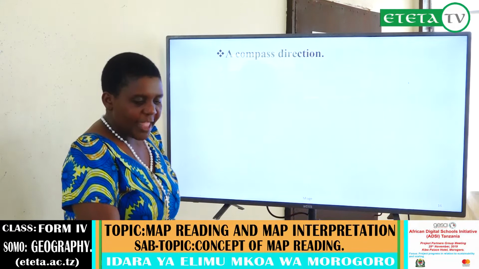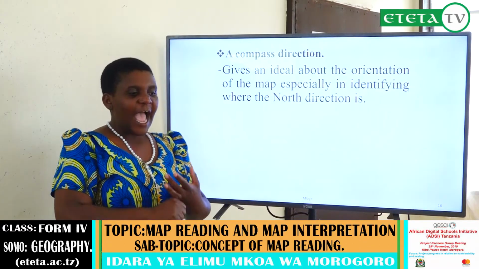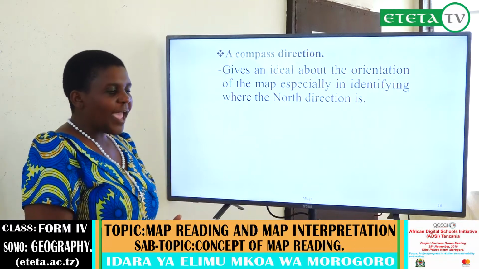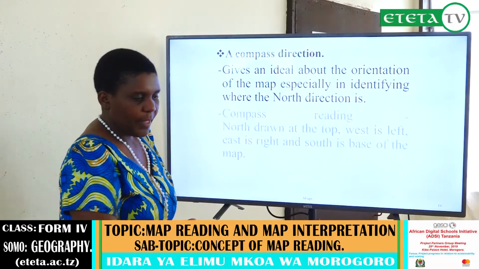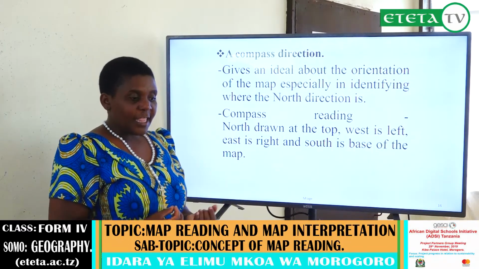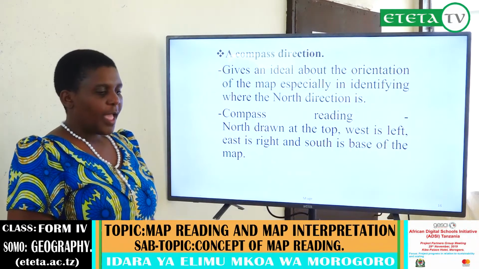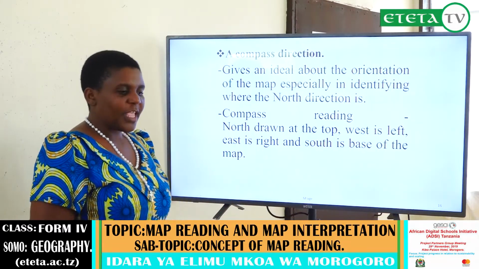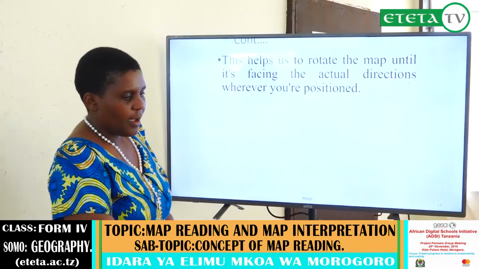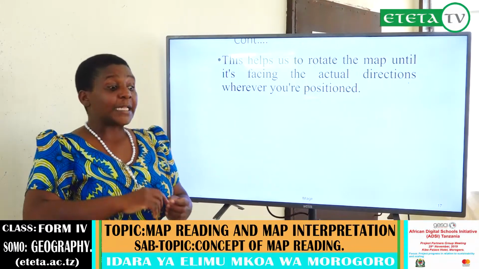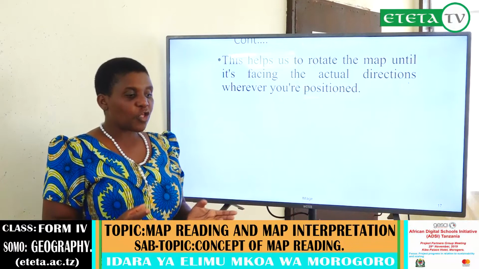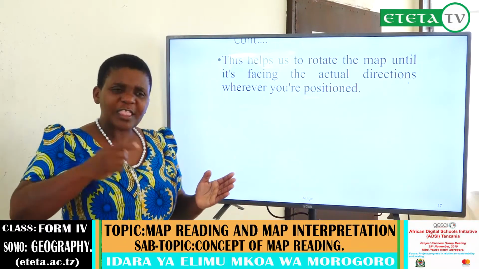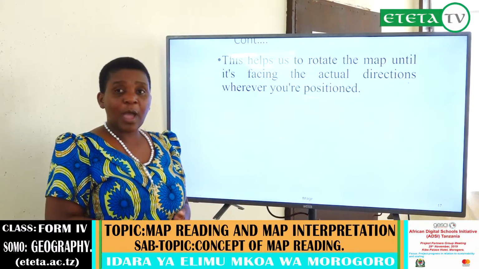Compass direction. As I said before, compass direction gives an idea about the orientation of the map, especially in identifying where the north direction is. In the compass reading, north is drawn at the top, west is at the left, east is at the right, and the south is at the base of the map. This helps us to rotate the map until it faces the actual direction where you are positioned. Therefore, once you have that compass direction, it should be twisted until it shows the actual direction where you are positioned.